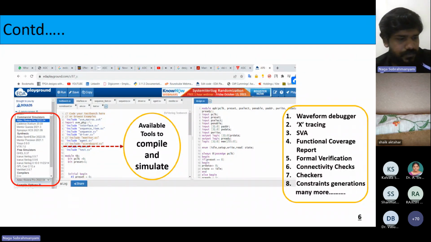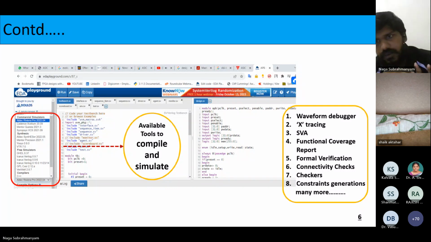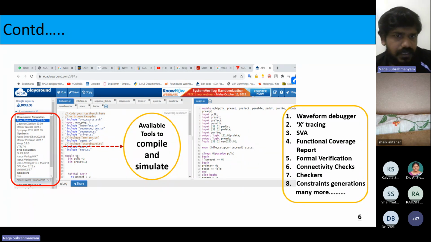Can anybody tell how many different ways there are to understand the design? We have several ways. I'll tell you very few things. One is the way the module is producing the output. By seeing the output values, we can understand what is happening. By seeing the waveforms, the various signals from the design, and how the signals are changing in the waveform, we can understand.